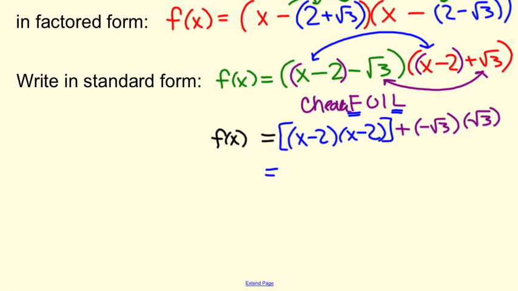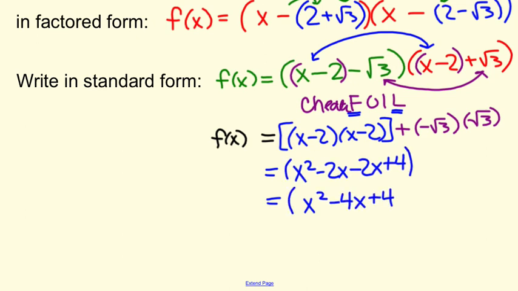First, outside, inside, last. X squared minus 2x minus 2x plus 4. Combine like terms, we get x squared minus 4x plus 4. All right, so the blue has been FOILed and cleaned up. With the purple, negative square root of 3 times positive square root of 3 is negative square root of 9 because we multiply 3 and 3 together.